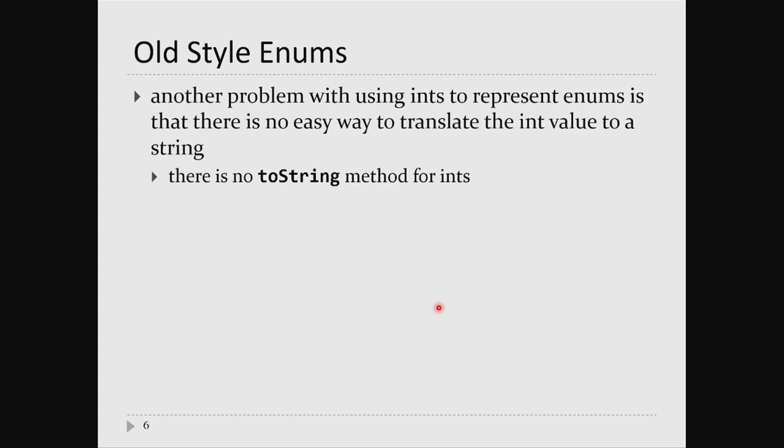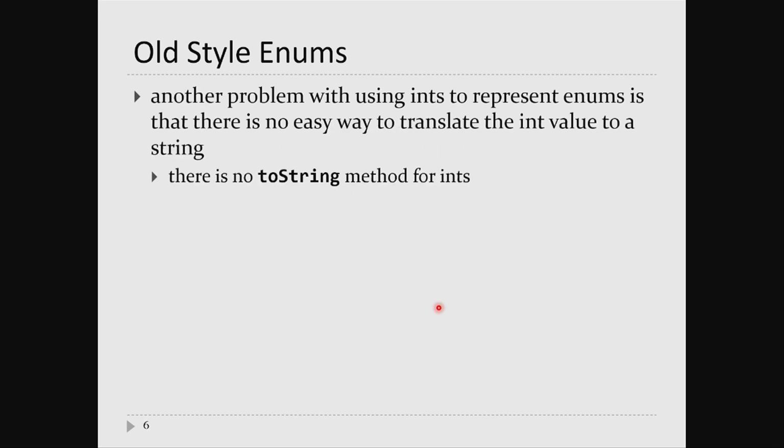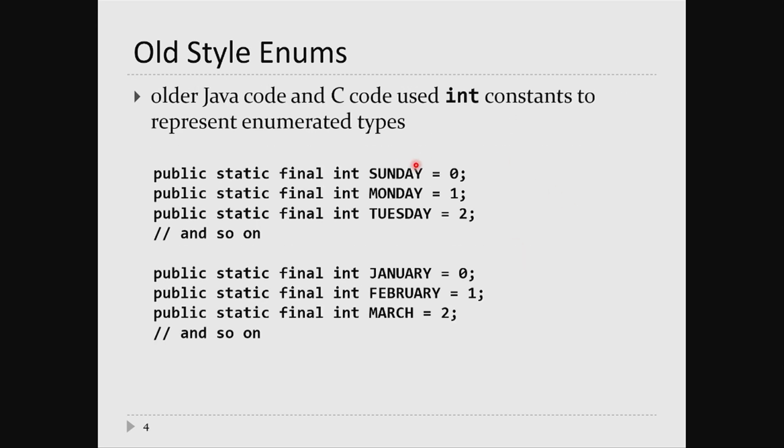There's another problem when you use ints. There's no way to translate the constant into a string in a nice way. So there's no toString method for ints, for example. If I wanted to say System.out.println Sunday, you get the number 0, you don't get the word Sunday. If you want to translate it to a string, you've got to write a method that translates it to a string.